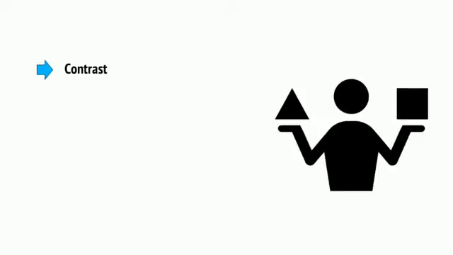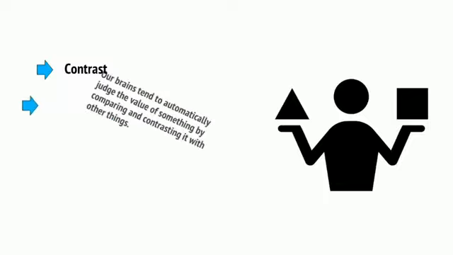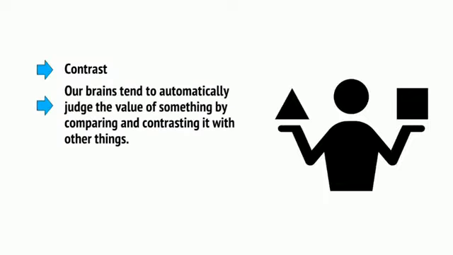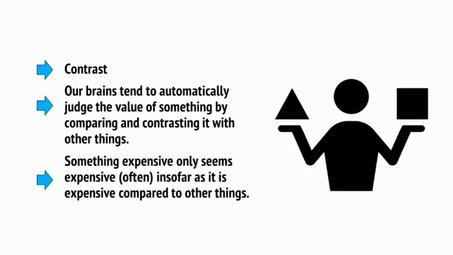We talked about color contrast earlier and making your products physically stand out on your digital shelf. But there's another type of contrast to consider too, and that's the contrast between your price points. Whether we like it or not, our brains tend to automatically judge the value of something by comparing and contrasting it with other things. Something expensive only seems expensive, often, insofar as it is expensive compared to other things.